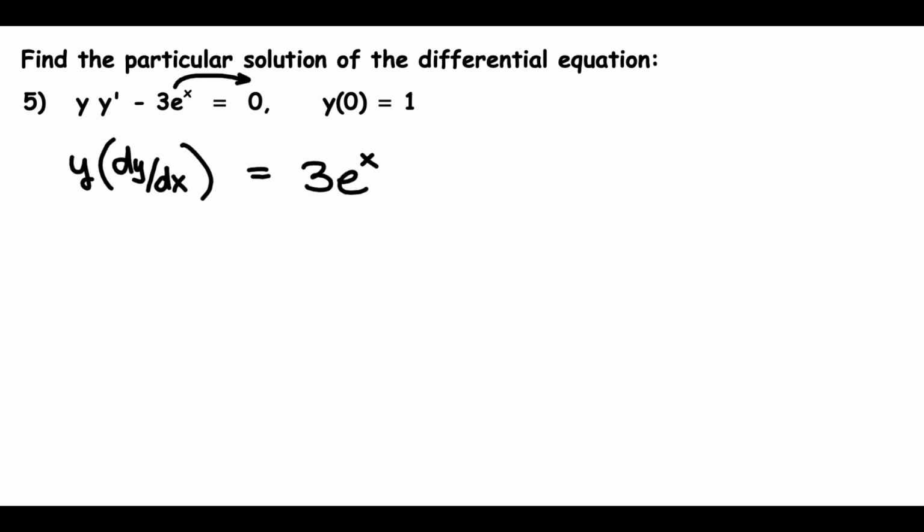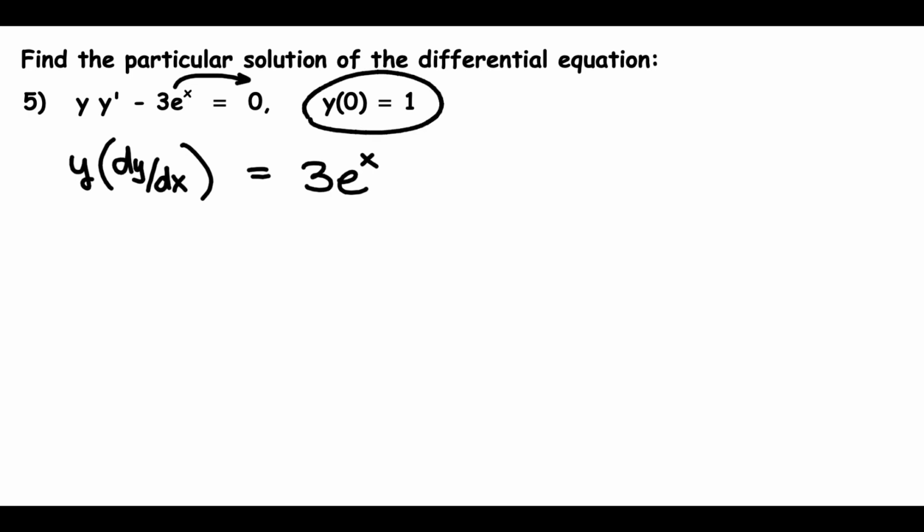This problem's a little different. Look at the directions. It says find the particular solution of the differential equation. So instead of a general solution, we will not have a plus c any longer. Well, we will in the middle of the problem, but we're going to figure out what the c is. And our answer will not have a plus c. We also have this extra little nugget of information here.